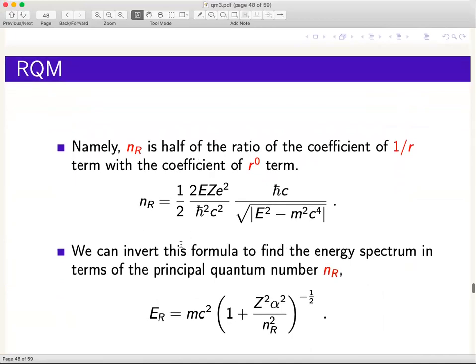So n_r would take the value, just a sec, I think I have written something. Shouldn't it be inversely square root dependent upon energy? Yeah, hold on. I have a small error here. I should have written that it's a square root of the coefficient of the r naught term, r to the 0 term.